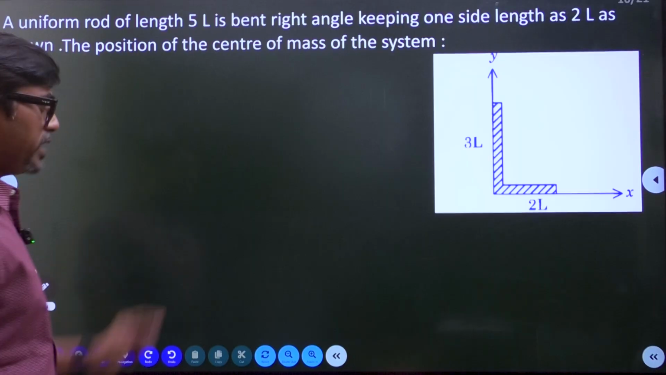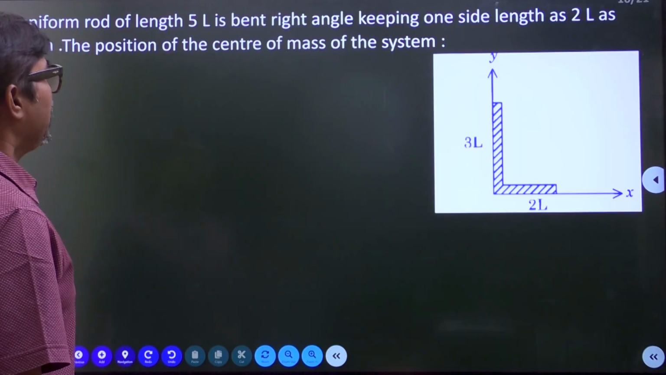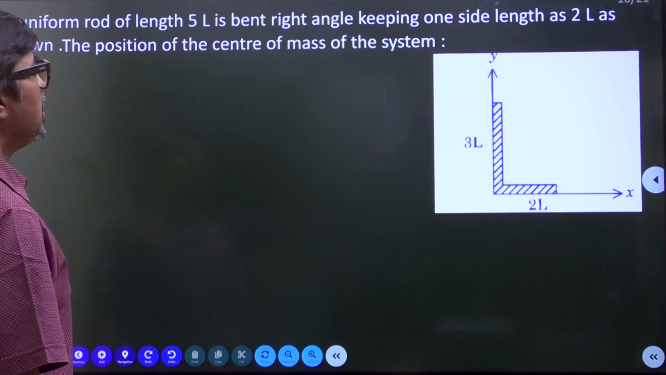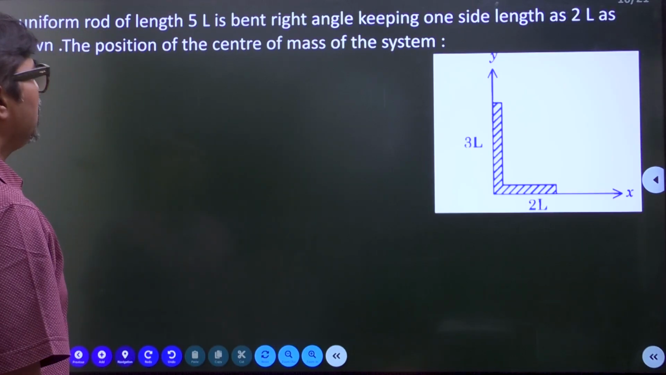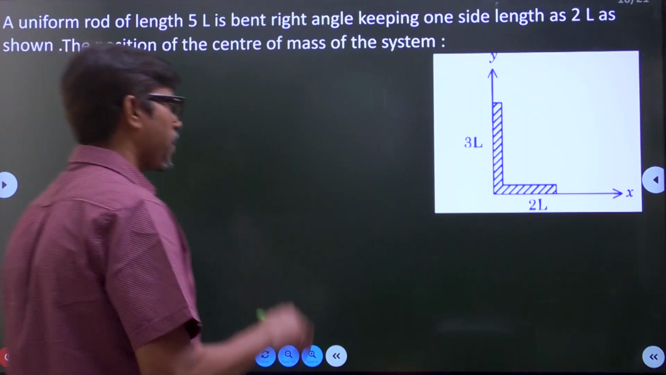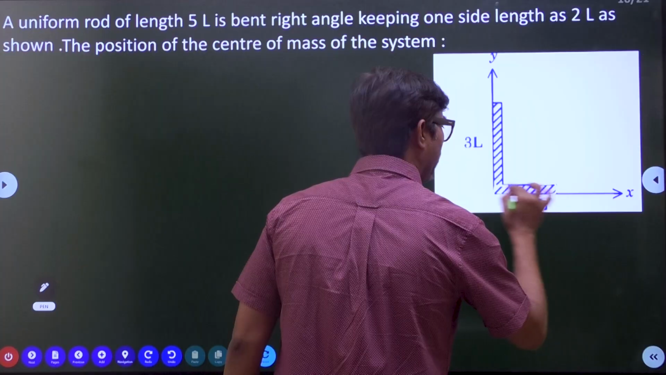A uniform rod, which I assume to be a thin uniform rod of length 5L, is bent at a right angle, keeping one side as 2L and the other side as 3L, as shown in the figure. The position of the center of mass of the system we need to identify. All right, so what do we do? We'll cut that into two parts. So this is one part we have.